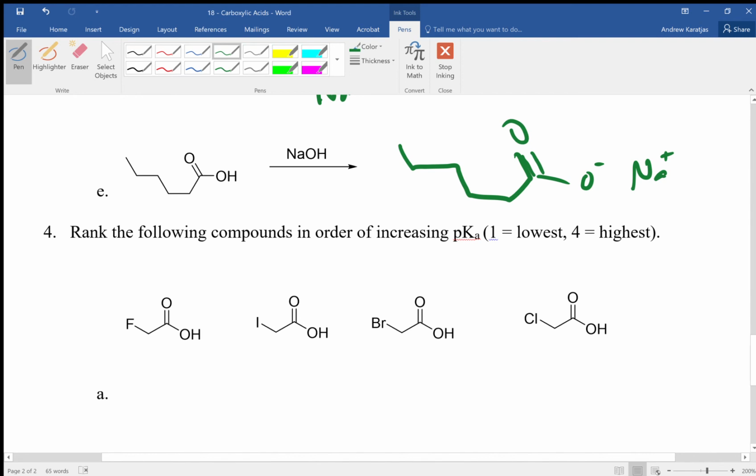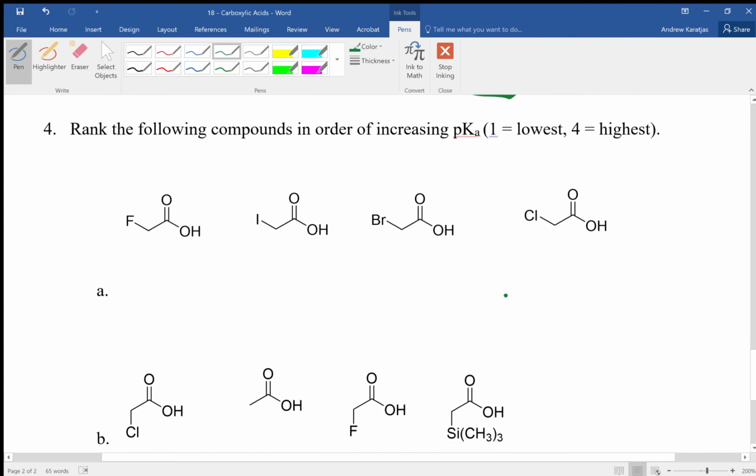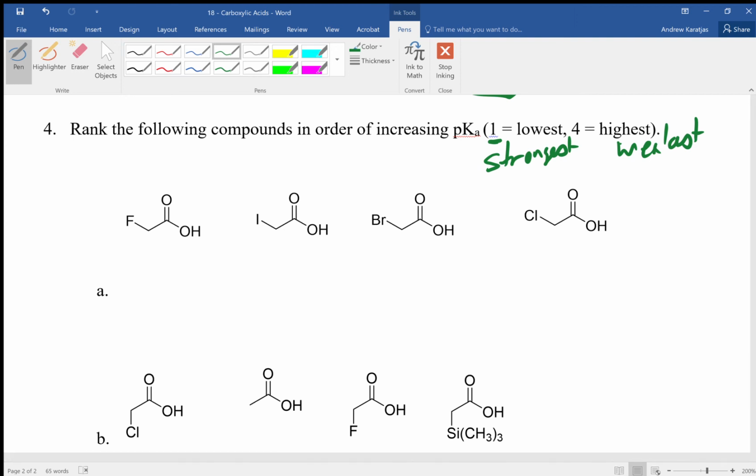Alright, our final question on here is to rank compounds on the basis of increasing pKa. So 1 for the lowest pKa. So 1 is going to be our strongest acid, and 4 for our weakest acid. So what's changing here is the group that's attached to the carboxylic acid. We have electron withdrawing groups for most of these, and then in part B we'll see we have an electron donating group.